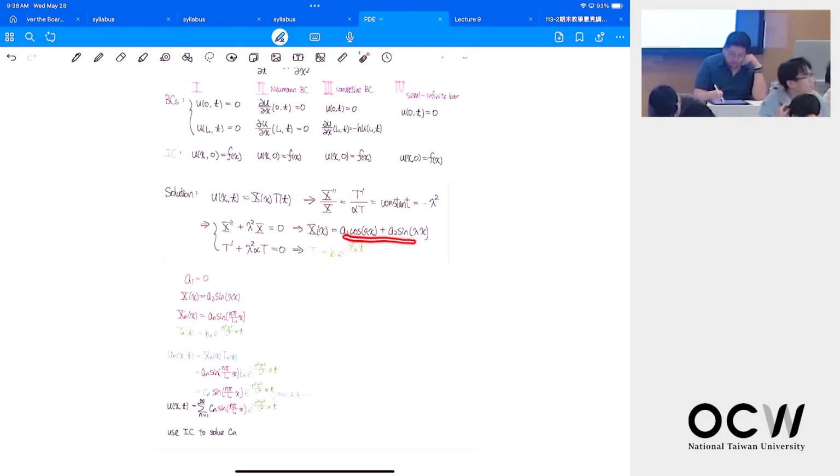So which one will be 0? A1 will be 0 or A2, or none of them are 0. You take the derivative and then put 0 here. So there'll be A1 sine and A2 cosine, and put 0 here, and that should be 0.